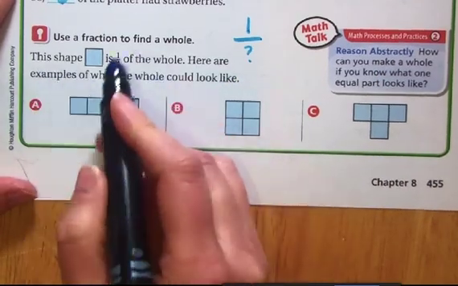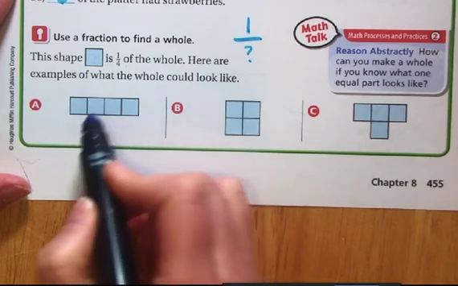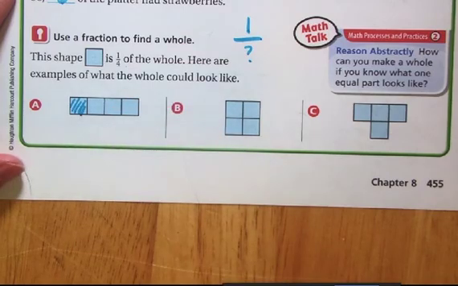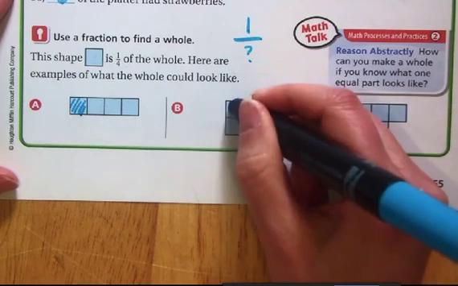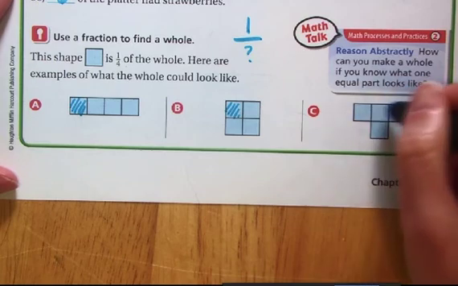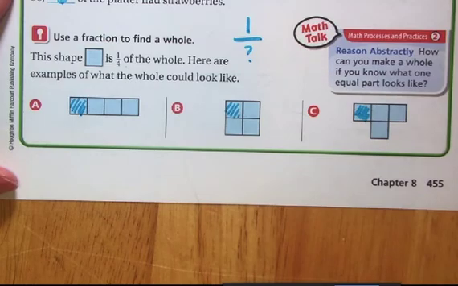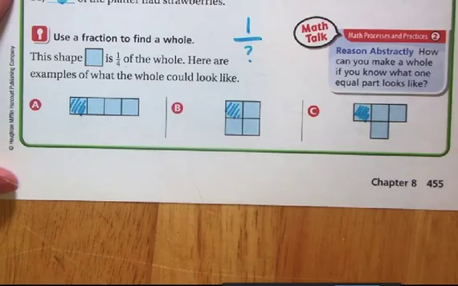This says this shape is 1/4 of the whole. Here are examples of what the whole could look like. I could have 1, 2, 3, 4 pieces, and 1/4 would be that part of the bar. Maybe I cut up a square box of brownies that I made, and I eat 1 of the 4 pieces. Or somebody was building with Legos, and I want 1 of the 4 pieces. Is this making sense as to what 1 of something means? Okay, so let's look at this.